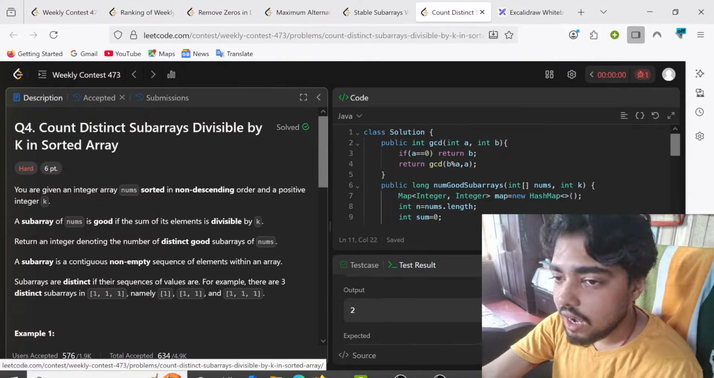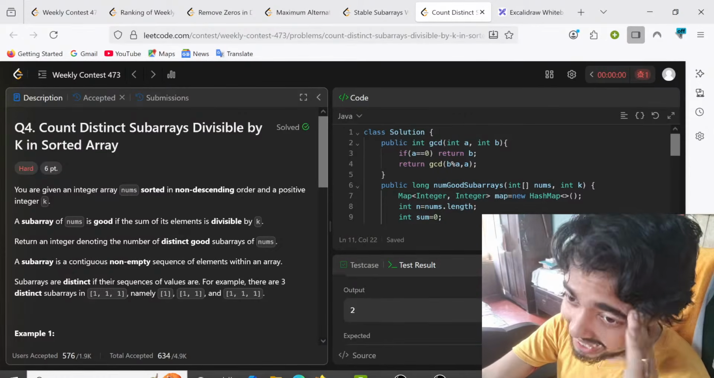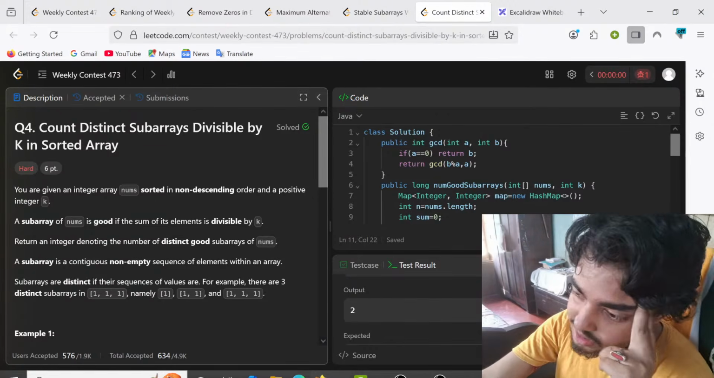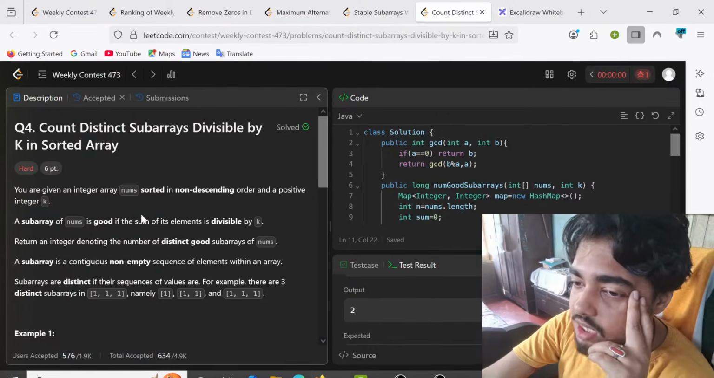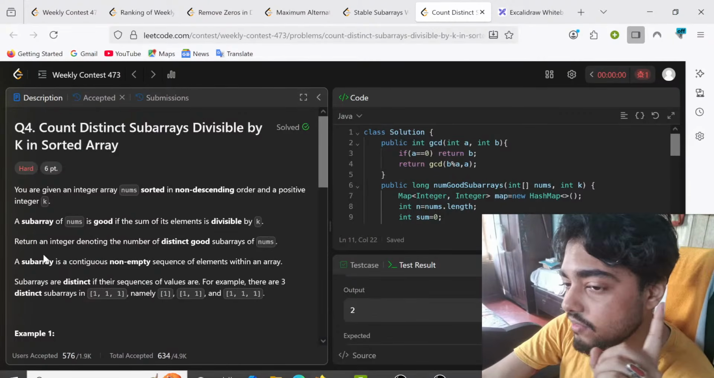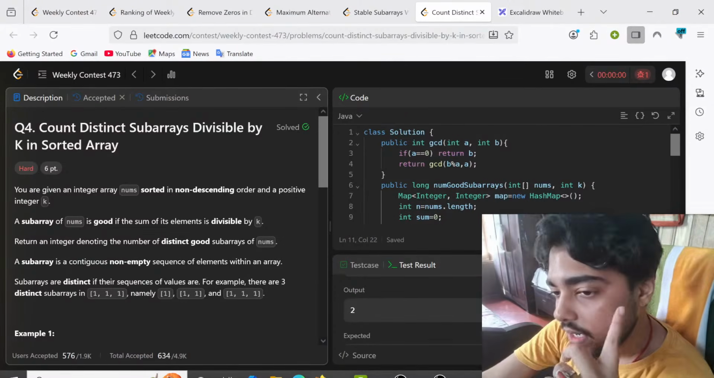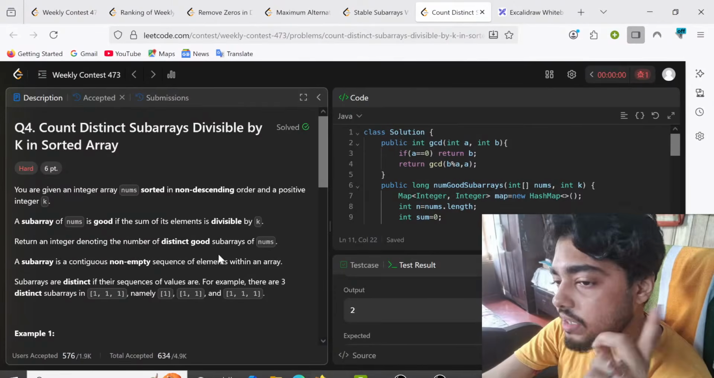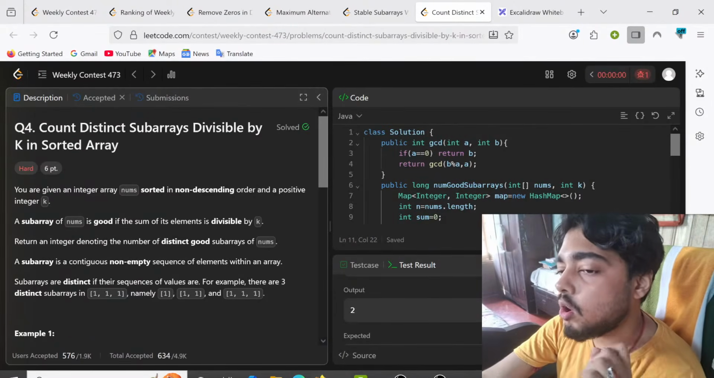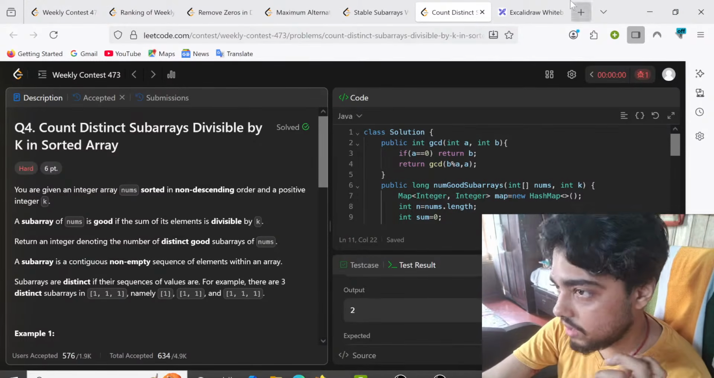The fourth question: count distinct subarrays divisible by k in a sorted array. You're given an integer array nums sorted in descending or non-descending order and a positive integer k. A subarray of nums is good if the sum of its elements is divisible by k. Return an integer denoting the number of distinct good subarrays of nums. A subarray is a contiguous non-empty sequence. We know what a subarray is. Subarrays are distinct if the sequences of values are different.